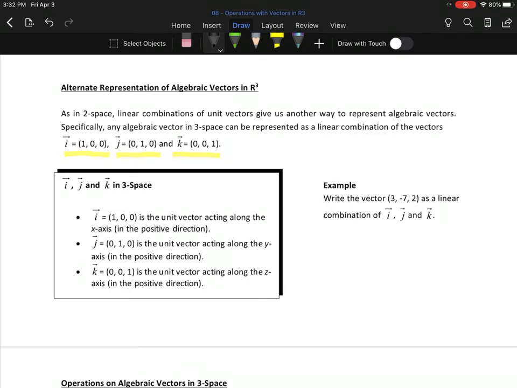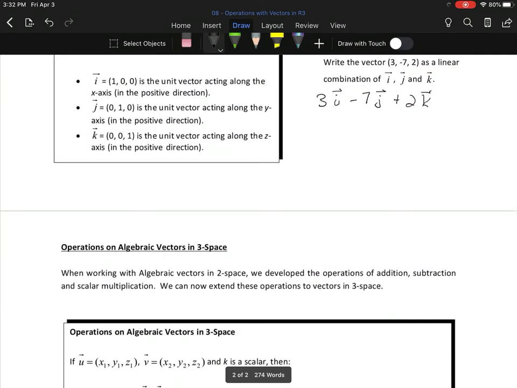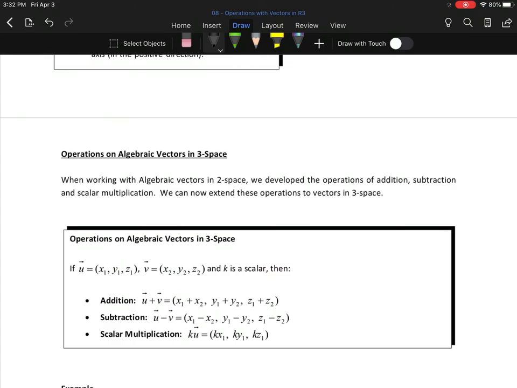But basically, if you want to write a 3D vector in i's, j's, and k's, you take the x component, and that's how many i's you get. You take the j component, and that's how many j's you get. And you take the k component, and that's how many k's you get. You just got to indicate how far along the x, the y, and the z axis you want. The i is how far along the x, the j is how far along the y, and the k is how far along the z.